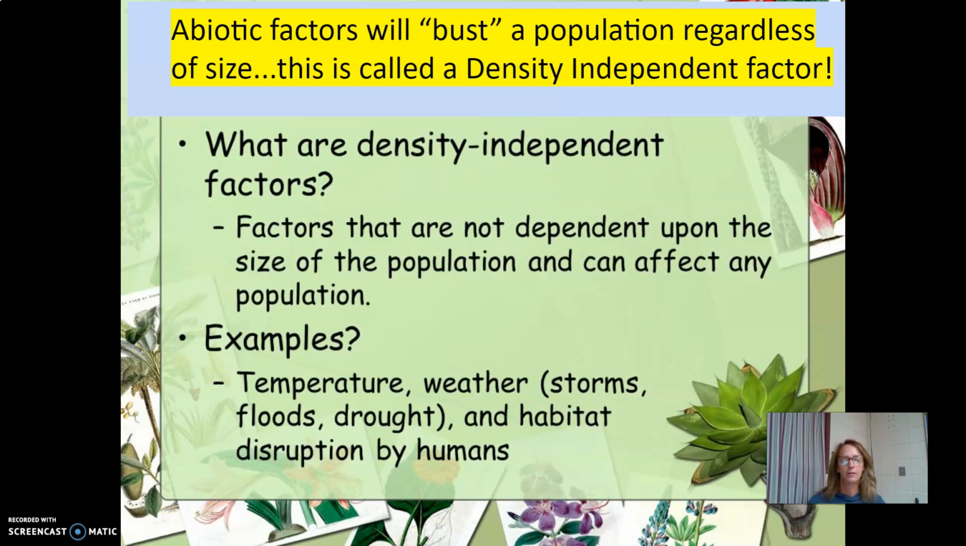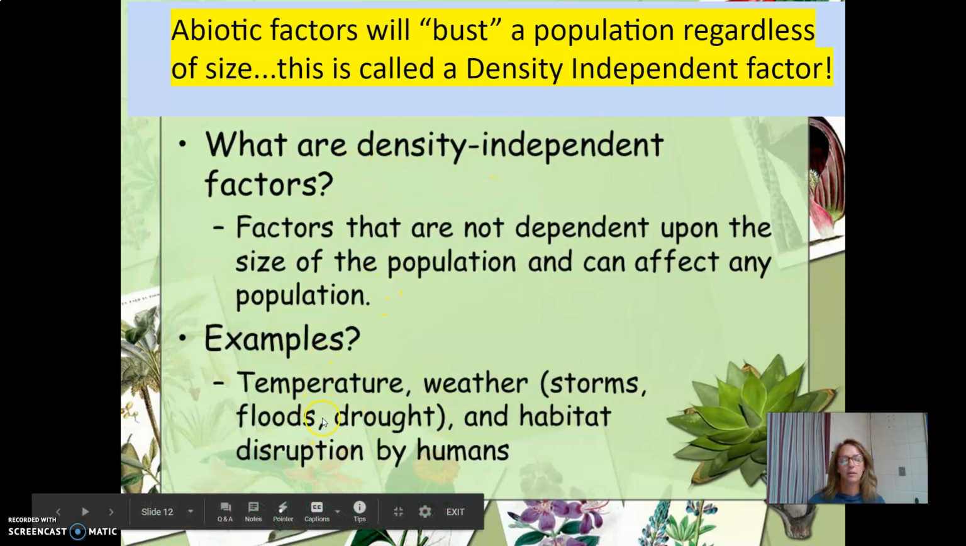For example, if a tornado hit this school in the middle of the school day, we're all goners. If a tornado hits this school at midnight, nobody dies. So that would be a density independent factor where whoever's in the wrong place at the wrong time will get knocked out. And again, these are always, not always, but mostly abiotic factors. We also have humans in here.